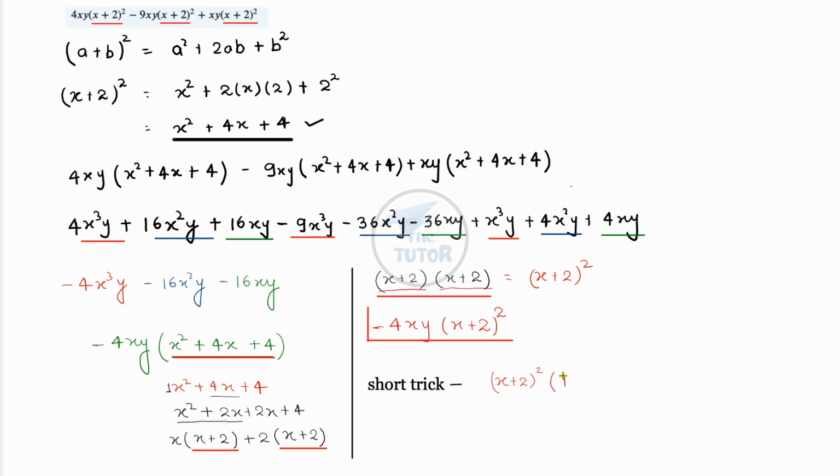That means 4xy and then minus 9xy plus xy. Now what is this? There's no number with the xy, so consider it 1xy. Now 1xy and 4xy are both positive, so they get added. So it will become 5xy minus 9xy. And 5xy minus 9xy is simply like 5 minus 9. Oh, I see. That is minus 4xy. And that's what we got here. Minus 4xy times the bracket x plus 2 squared.